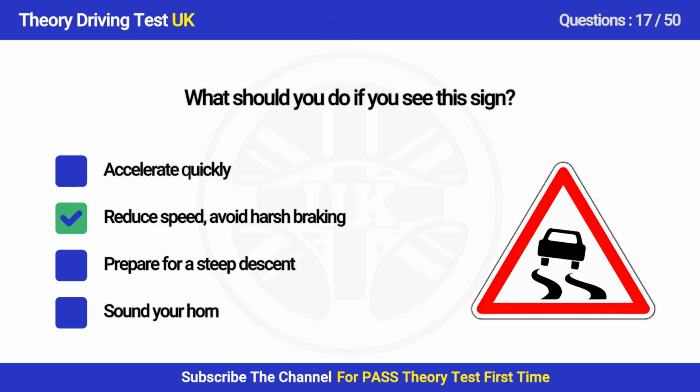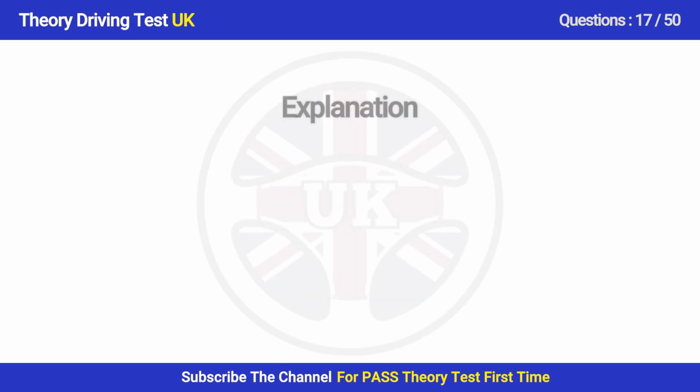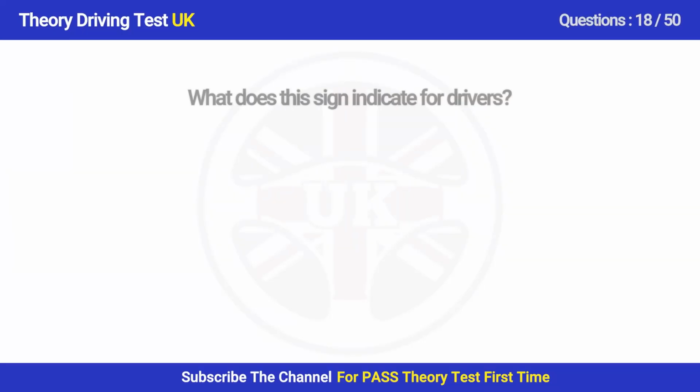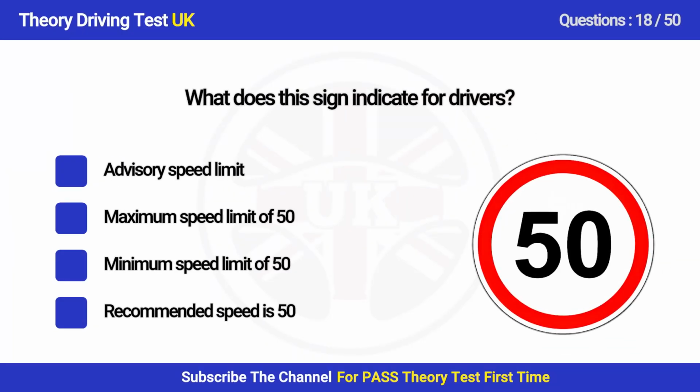Answer is B. Reduce speed, avoid harsh braking. This sign warns of a slippery road ahead, especially in wet or icy conditions. You should reduce your speed, avoid sudden braking or steering, and increase your following distance. Question 18. What does this sign indicate for drivers?